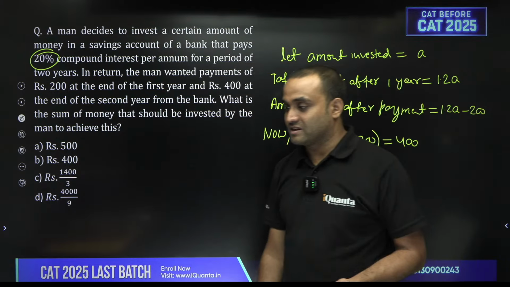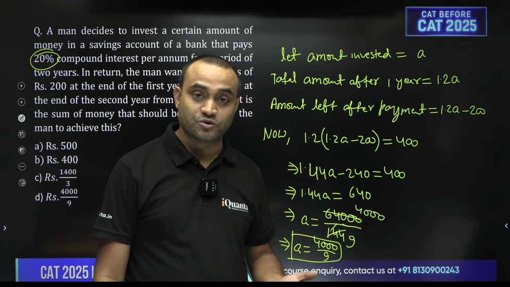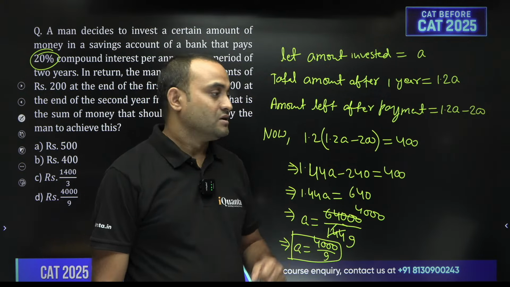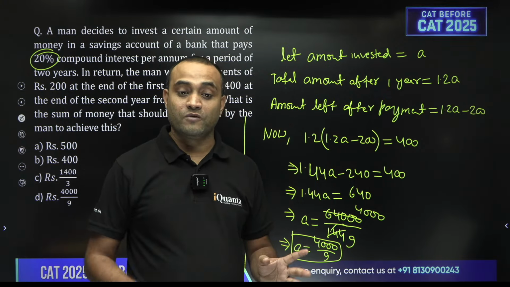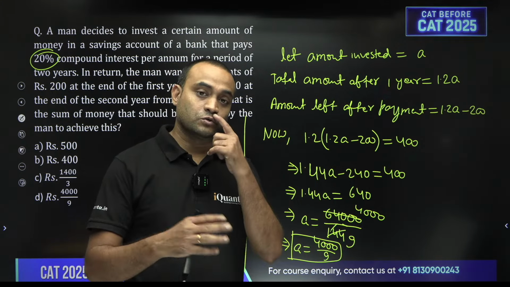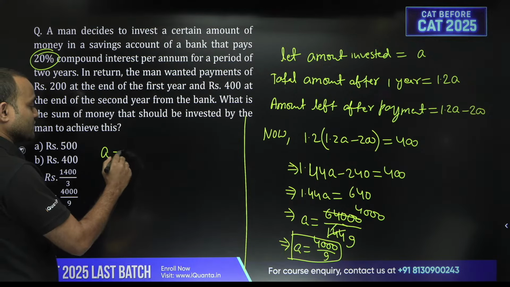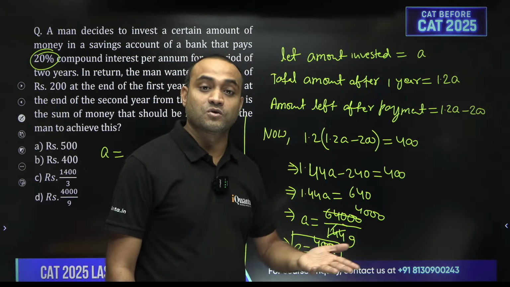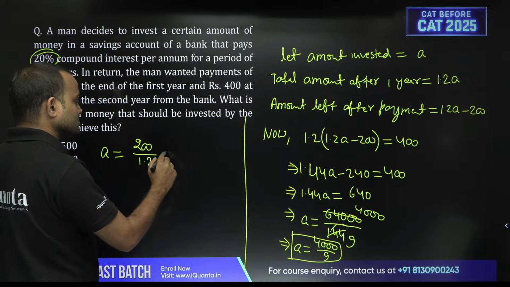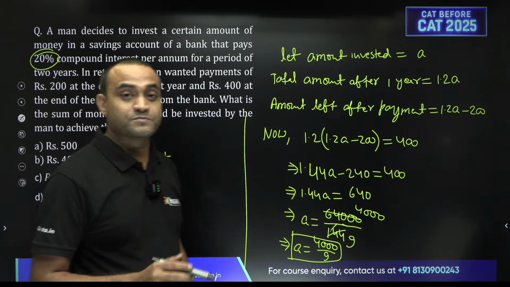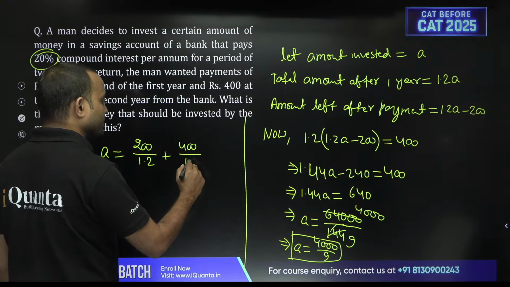So this is one of the methods that we can use to solve, but there is another method, which is the installment method, right? We can consider that the present value of the amount paid will be equal to the amount invested. So the amount invested will be equal to 200 paid after 1 year. So what will be the present value of this 200? 200 upon 1.2, plus 400 is paid after 2 years, so 2 years of interest on that. So 400 upon 1.2 square.